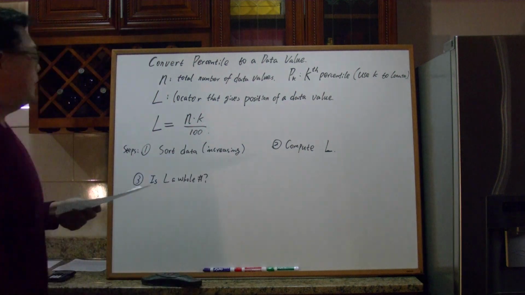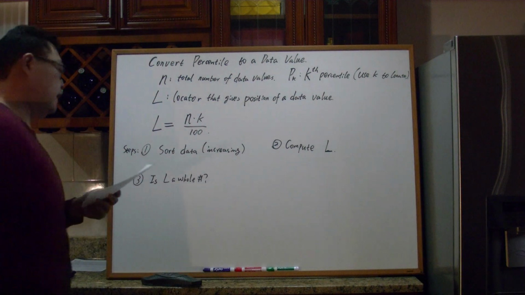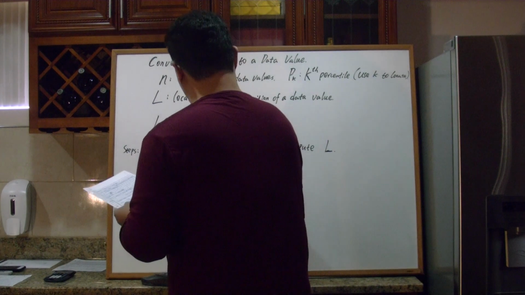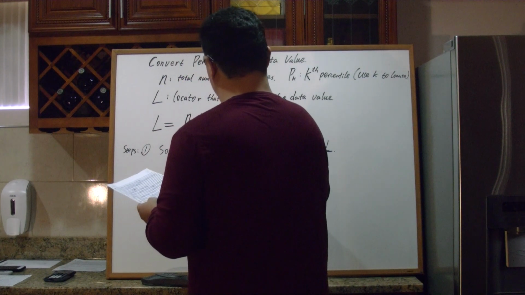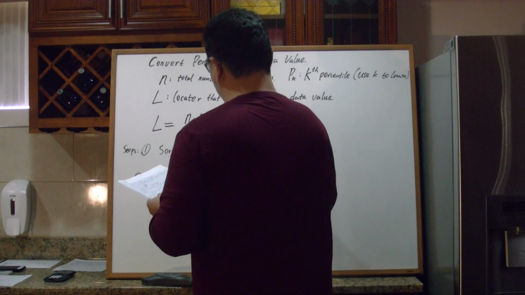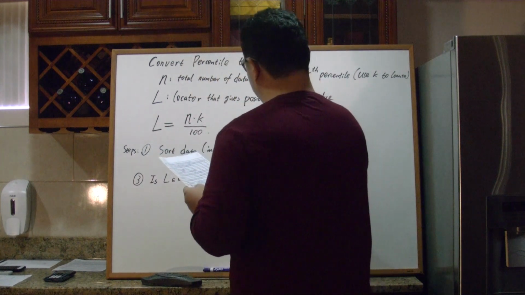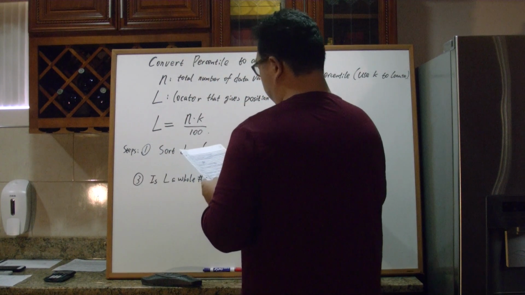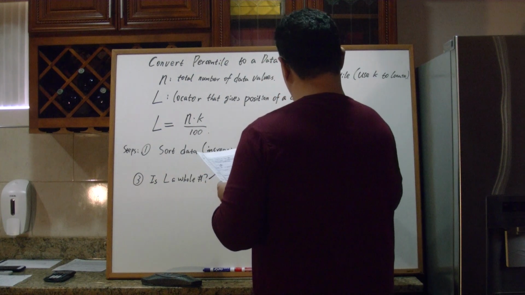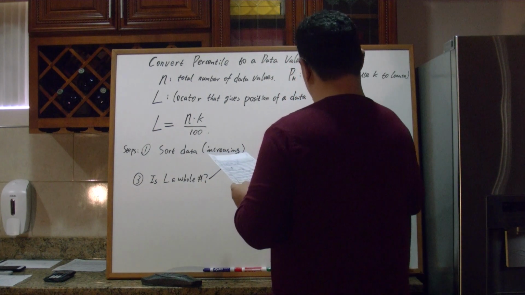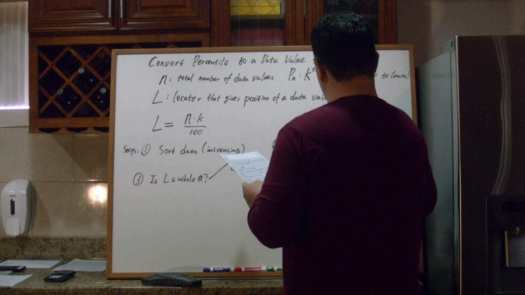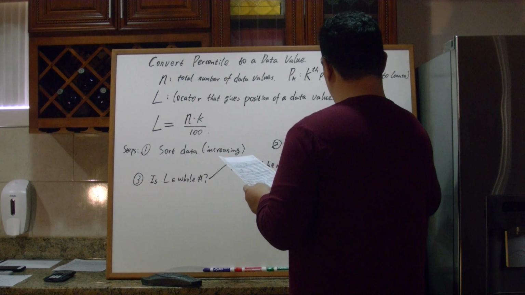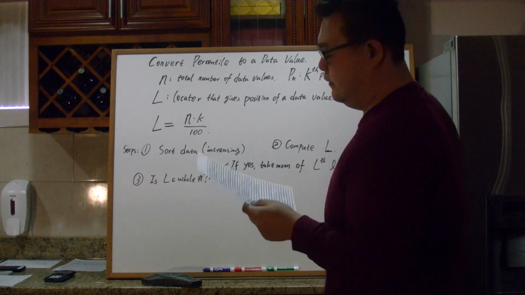Then the third step is two cases. L may be a whole number, maybe not. If L is a whole number, then we need to do more things. Take the mean of L and its next value.